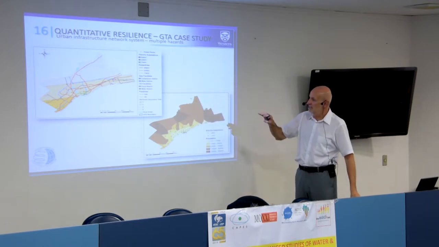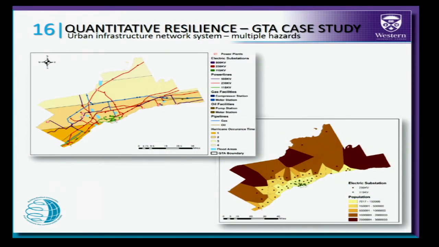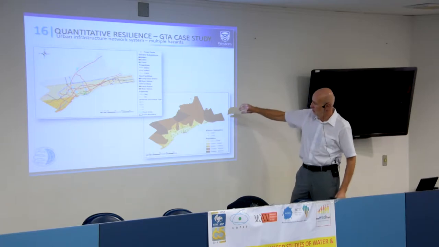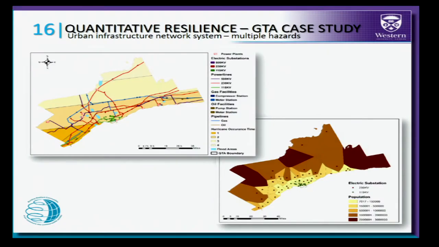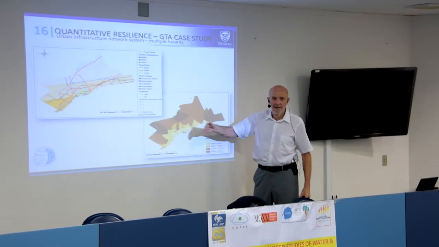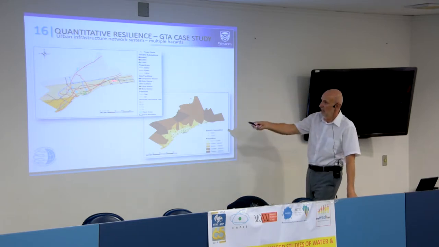Then, obviously the focus was on the impact on this energy infrastructure, but we tried to measure the impact by the affected population. So the graph here is showing in different shades of brown the density of the population, and what we were able to see is, when we put different hazards into place, what will be the population affected. And that helped us in calculating the resilience of this system.